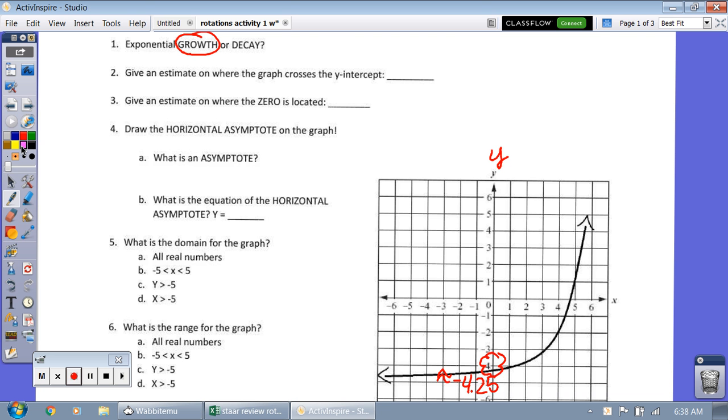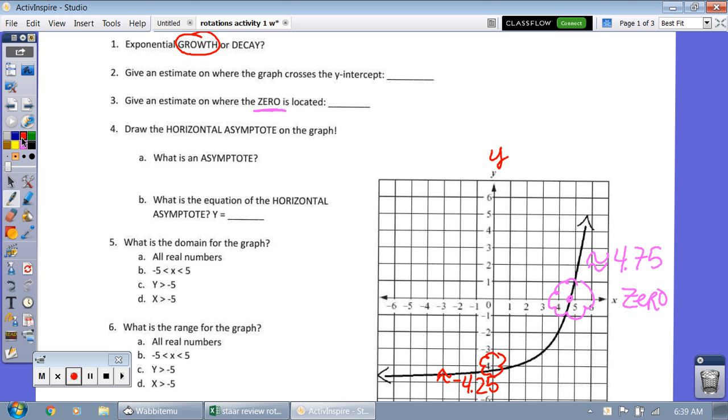Question 3, give an estimate on where the 0 is located. The 0 is where it crosses the x-axis. So it crosses the x-axis right here. We'll say that's probably around 4.75, something like that.